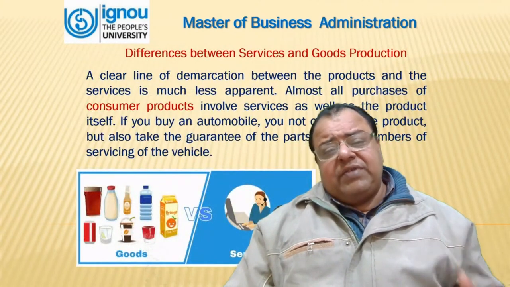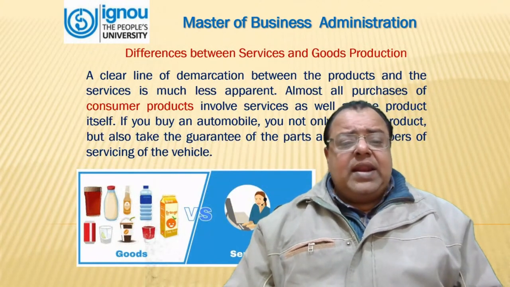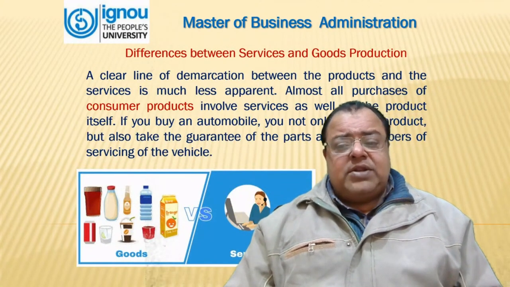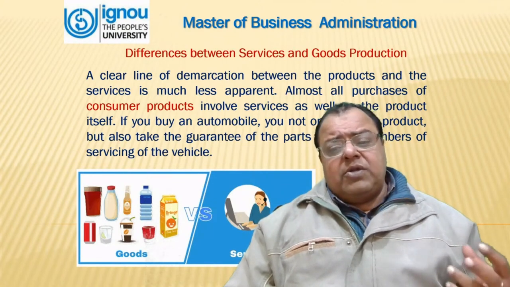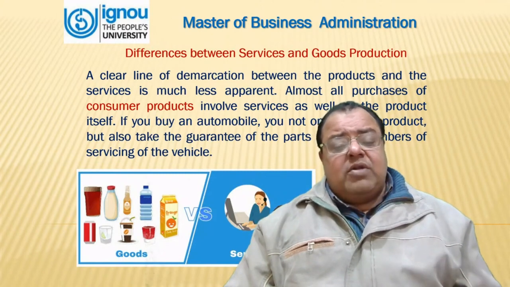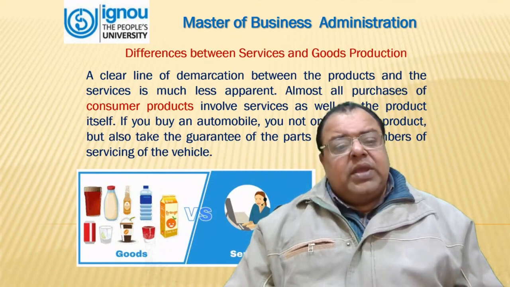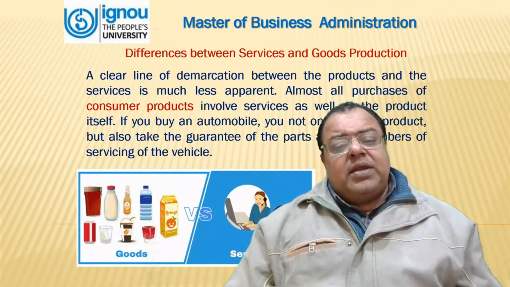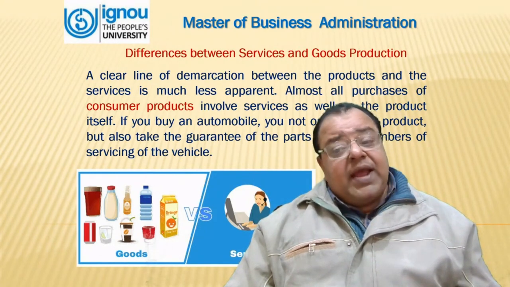Now, what is the difference between services and goods production? A clear line of demarcation between the products and the services is much less apparent. Almost all the purchases of consumer product involve services as well as the product itself. If you buy an automobile, you not only buy the product but also take the guarantee of the parts and the number of servicings of the vehicle.